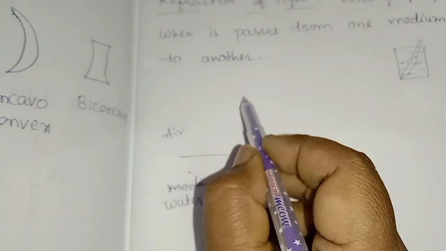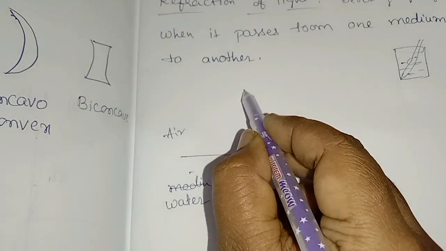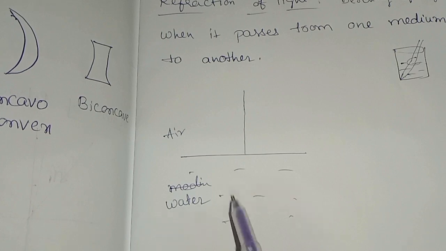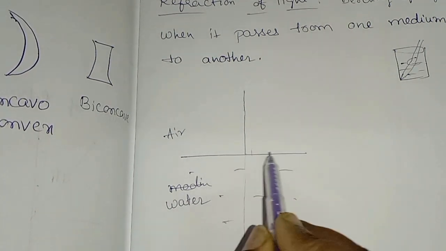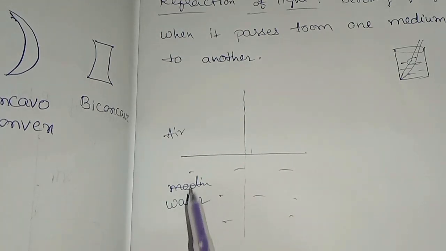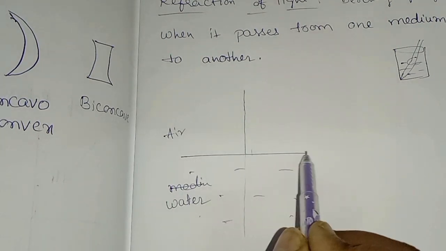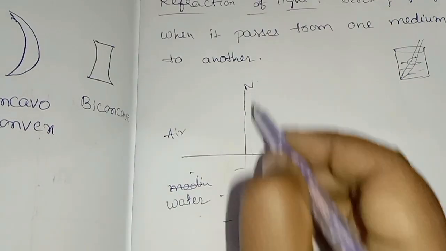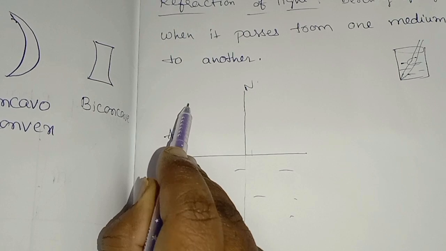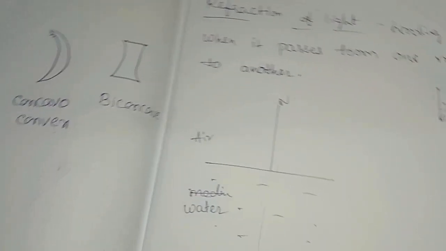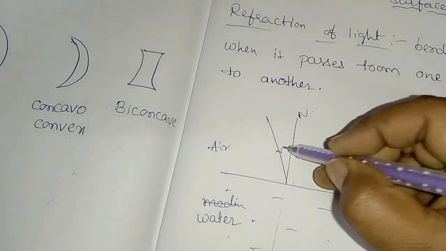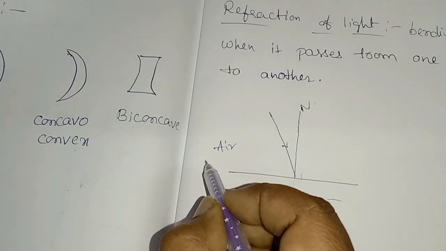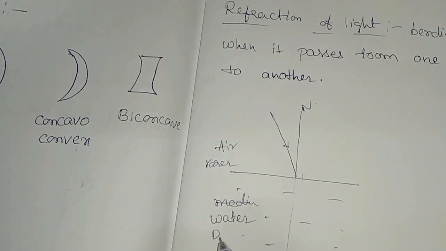what happens here? I am drawing the normal. Normal is an imaginary line which makes 90 degrees with the separating line. This is the separating line which separates water and air, and for this line I am drawing the normal. Suppose any light comes from air to water, it means light is passing from rarer medium to denser medium.